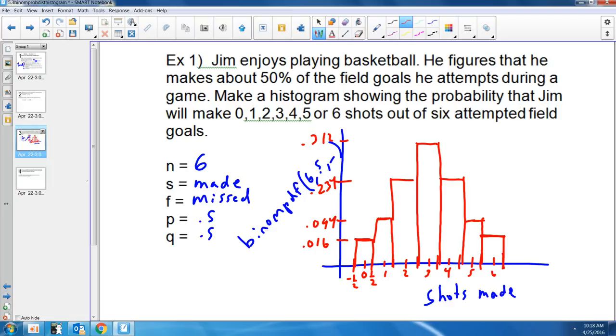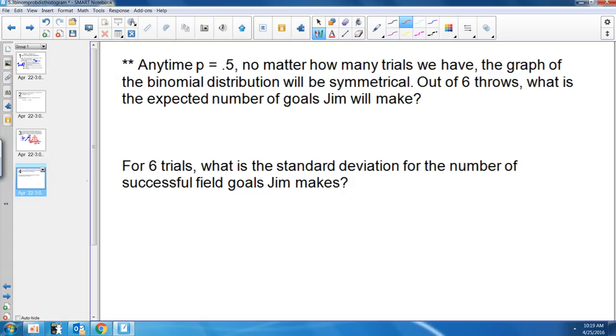So the other question that you can ask is, what is the expected value of this whole experiment? What can you expect to make when you take 6 shots? And so n times the probability would give you that. So if you're looking at your mu, n times p, you're going to have 6 times 0.5, or your mu is going to equal 3. 3 shots would be what you can expect.